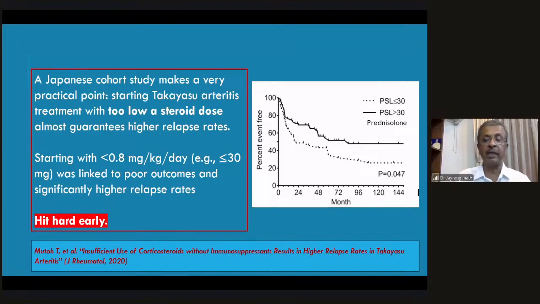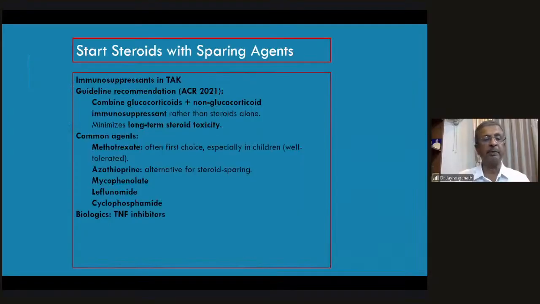So hit hard very early when you're starting it. Start properly with a good, proper tolerant, high dose. No point in starting a half dose or a 3/4 dose or something like that. Absolutely no use. So immunosuppressants, this is another mainstay.